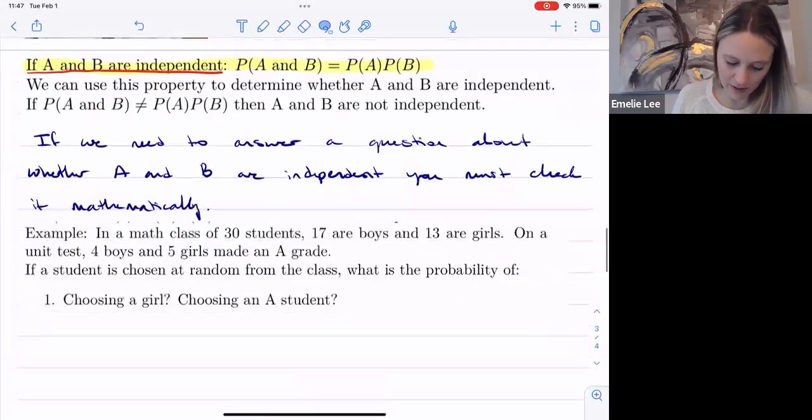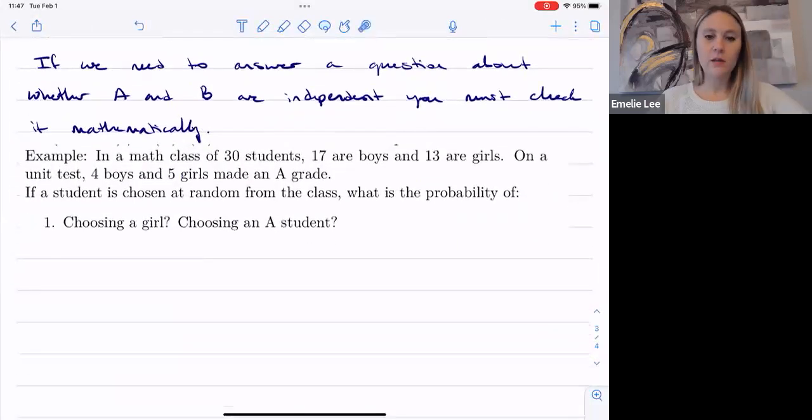So we've got an example. We're introduced to a math class of 30 students, 17 are boys and 13 are girls. On a unit test, 4 boys and 5 girls made an A grade. If a student is chosen at random from the class, what's the probability of choosing a girl or choosing an A student? What I want to do here is show you 2 ways that you can solve this. As long as one of the ways makes sense, then you're good to go.